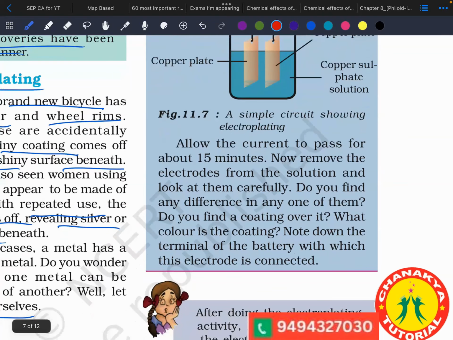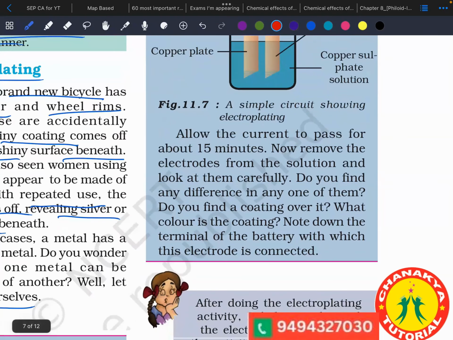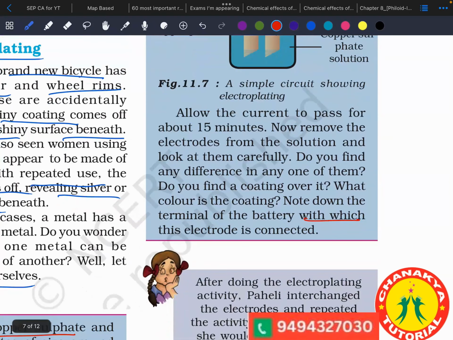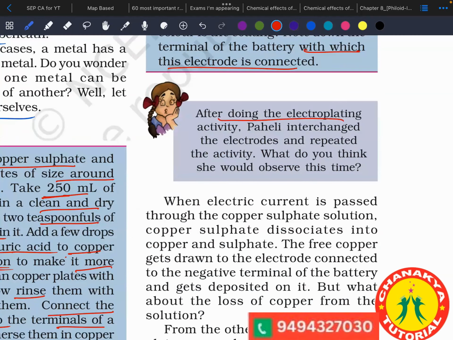Do you find a coating over it? What color is the coating? Note down the terminal of the battery with which this electrode is connected. So after doing the electroplating activity, Bailey interchanged the electrodes and repeated the activity. What do you think she would observe this time?